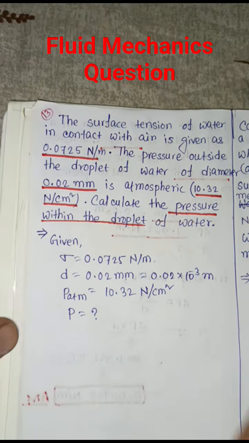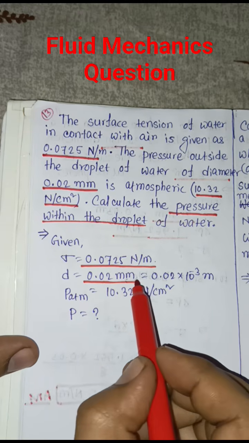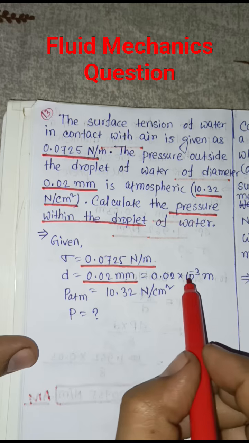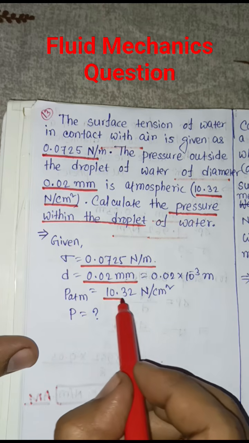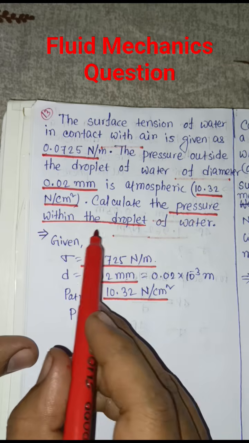So what is given in this question? Surface tension is equal to 0.0725 Newton per meter, diameter is equal to 0.02 mm, that is equal to 0.02 into 10 to the power minus 3 meter. Atmospheric pressure that is given is 10.32 Newton per centimeter square. So you have to find out the pressure within the droplet of water.